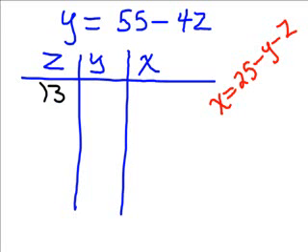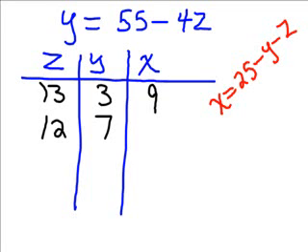Okay, plugging in 13, 55 minus 4 times 13 is 3. 25 minus 3 minus 13 is 9. So there's my first solution. Plugging in a 12, 55 minus 4 times 12 is equal to 7. And then 25 minus 7 minus 12, you could also add these together and then subtract the sum from 25. So in other words, you could say 12 plus 7 is 19, so 25 minus 19 is 6. You can get it that way also.